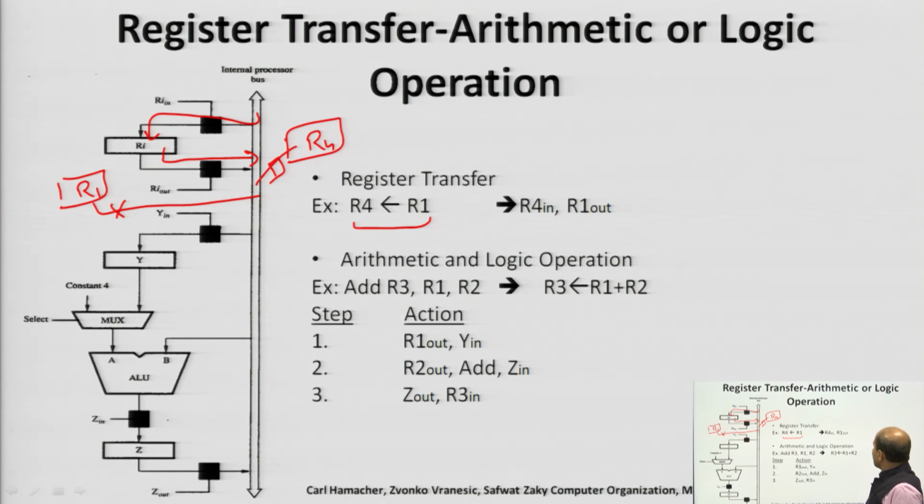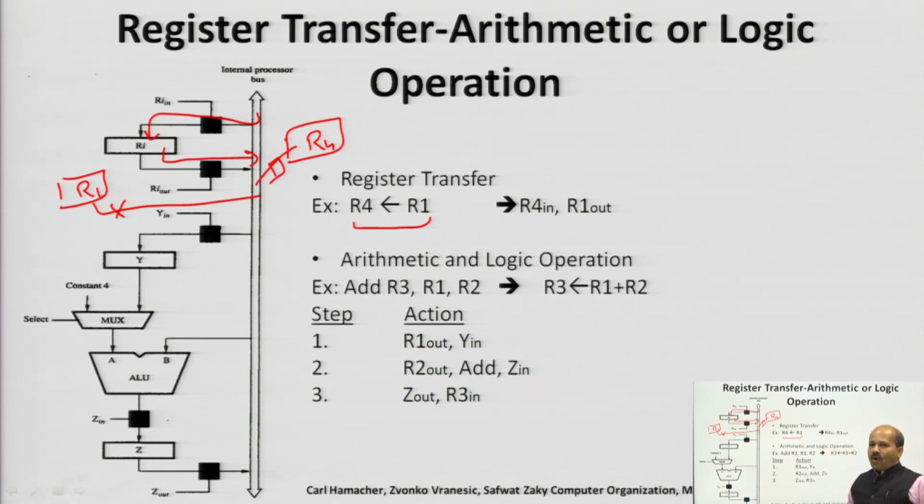Let us see how arithmetic and logical operations are performed through this unit. Suppose we have to perform R3 equals R1 plus R2. There are three registers involved in this operation. We have to provide the data of R1 and the data of R2, and this addition operation will be performed in the ALU, and the result value will be transferred to the R3 register.